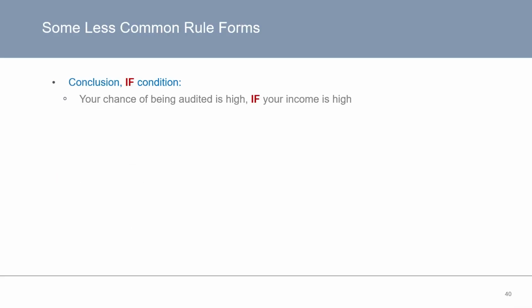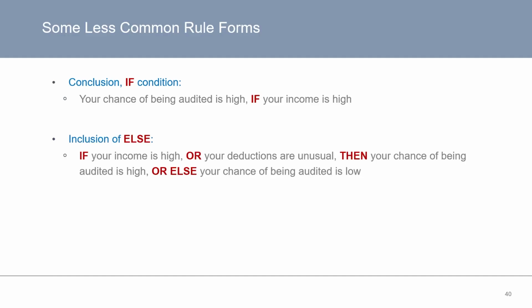It's also worth noting at this point that there are also some other less common rule forms that you might encounter. For example, sometimes rules can be presented with the conclusion first, given as conclusion if condition. So in other words, your chance of being audited is high if your income is high. You might also see rules that include the else expression. For example, if your income is high, or your deductions are unusual, then your chance of being audited is high, or else your chance of being audited is low. This has a similar structure to if-then-else loops that come from computer programming.